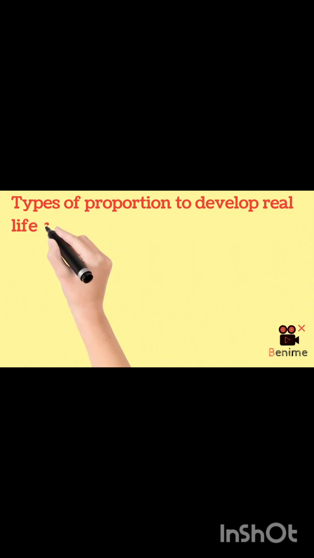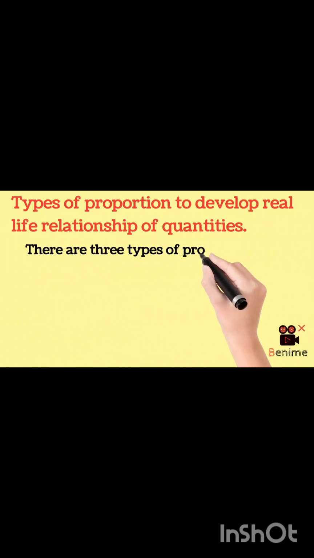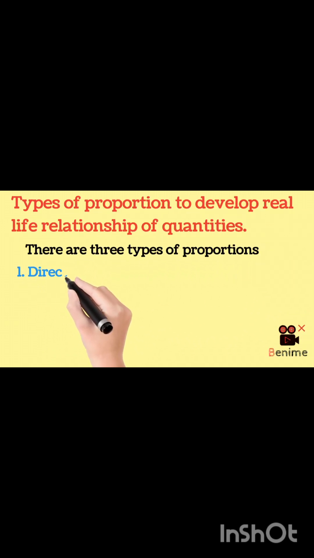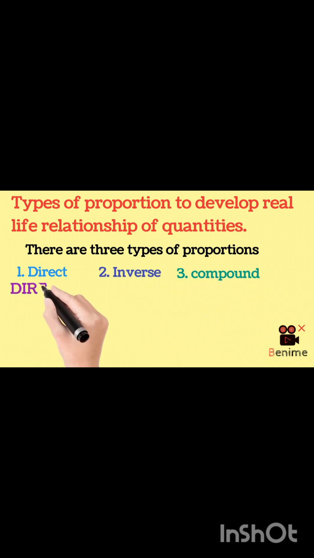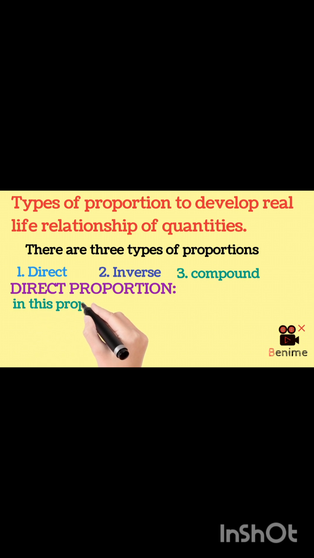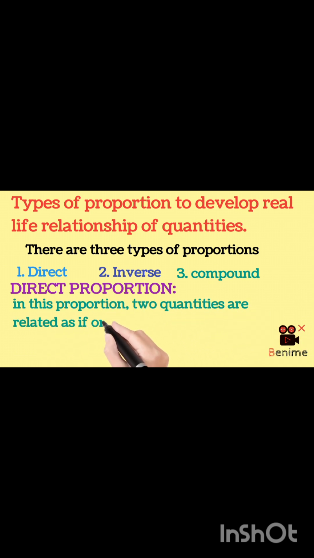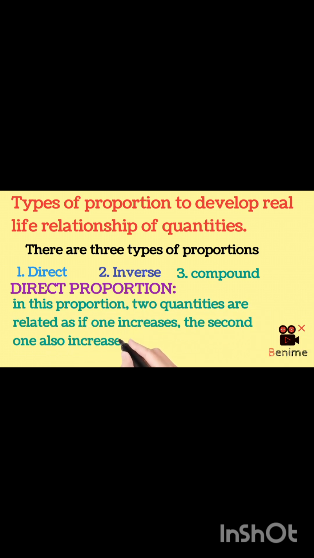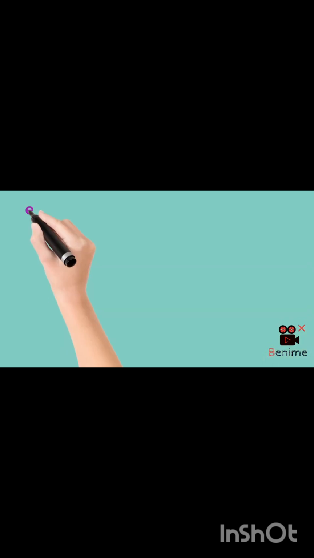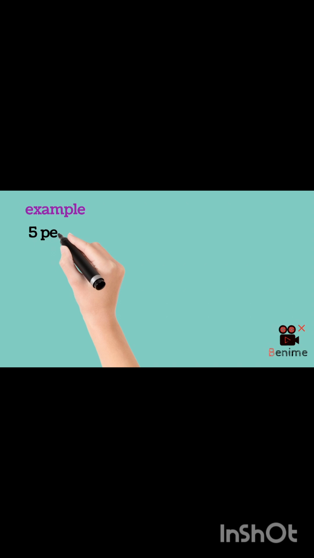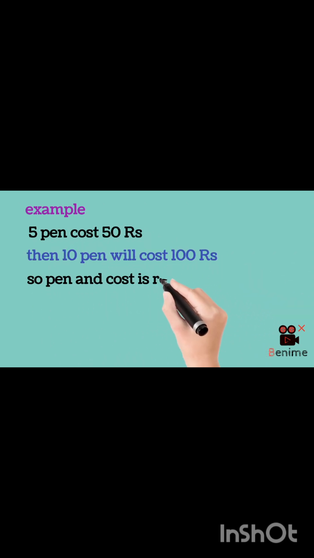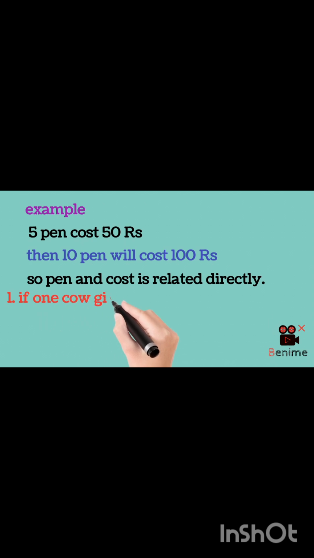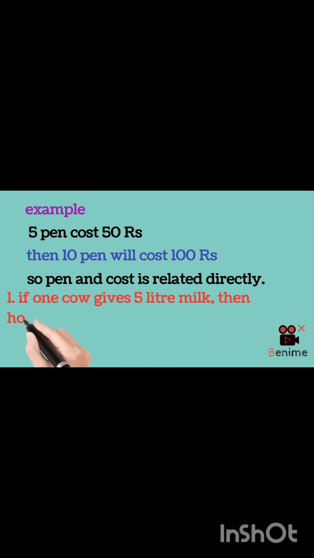In daily life, to develop relations between quantities, we use three types of proportion: direct, inverse, and compound proportion. Direct proportion is a type of proportion in which one quantity increases or decreases, and the other will also increase or decrease with the same proportion. For example, the relation between pen and cost price is direct as both increase with the same proportion.